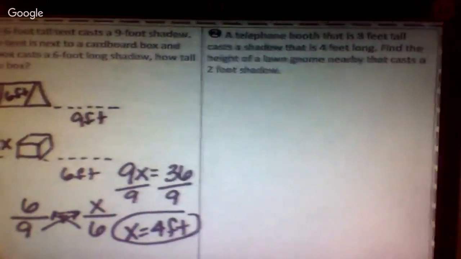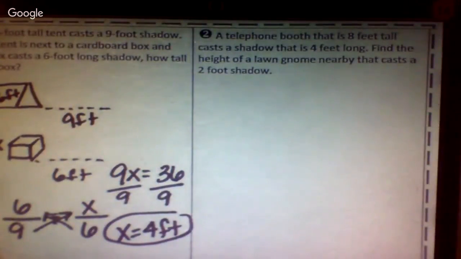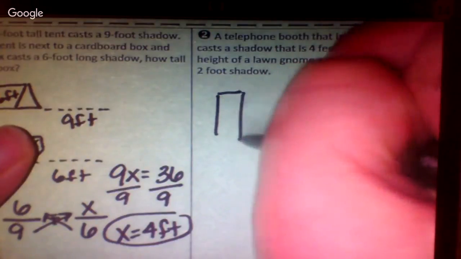I'm 6. Okay. So now we've got a telephone booth. Although I don't even know if you all know what a telephone booth is. It's that thing that Superman goes into and comes out with his costume on. Oh, now I know. So we've got a telephone booth and it's 8 feet tall and it casts a shadow that's 4 feet long. Find the height of a lawn gnome. Those ugly looking things that stare at you that sit out in the flower beds. They creep me out. Your lawn gnome casts a 2 foot shadow. So again, if you need the visualization, draw it. So here's your telephone booth. I'm about to dress up like that.